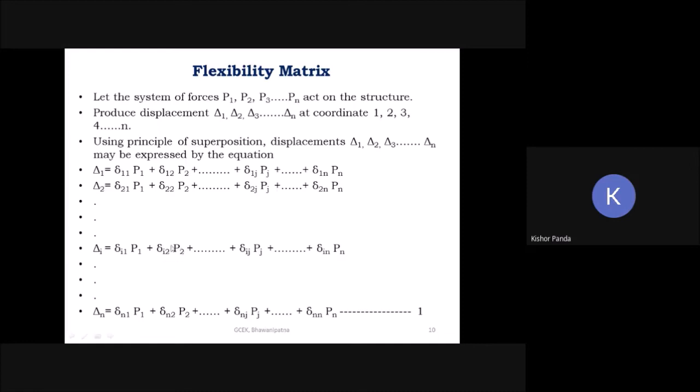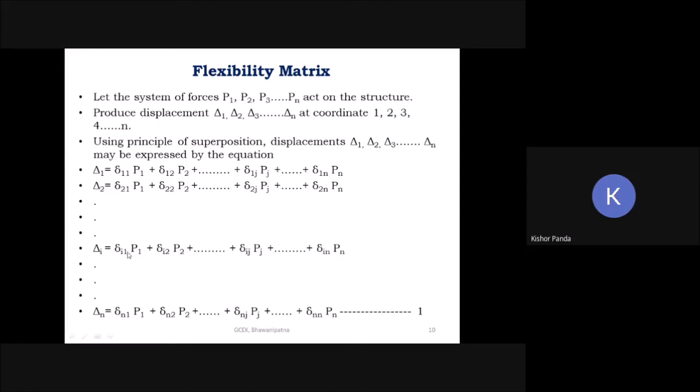So this is the force here. This is the total displacement in coordinate 1. This is the force due to unit force at coordinate 1. So what is the displacement? This one. So this is the flexibility. Here also, due to the unit force at coordinate 2, what is the displacement? This is also flexibility, delta i2.